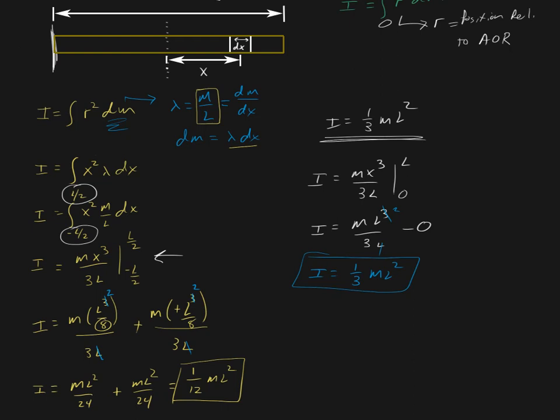But suppose I wanted to put the axis of rotation right here, 1/4 of the distance from the end of the rod. Well, again, we can just write I is equal to mx cubed over 3L, and now we evaluate it from minus 1/4 L to 3/4 L. All right, so that's the principle that I'm trying to demonstrate for you. So the calculus method can be easier. It just depends on your own personal skill set.